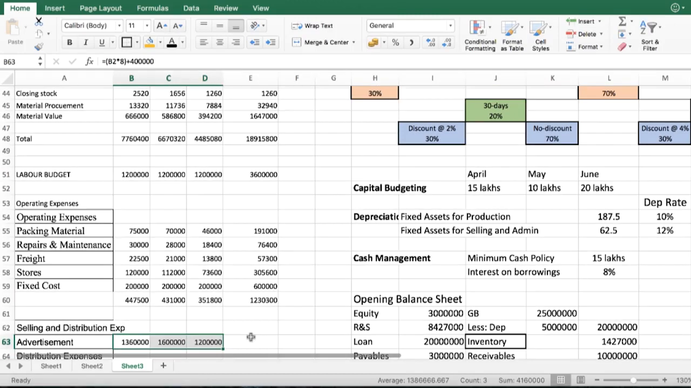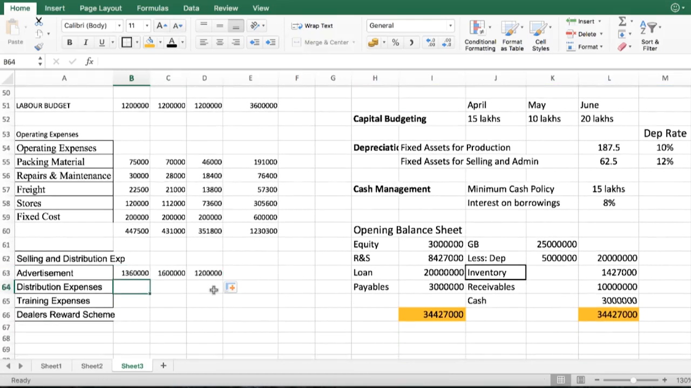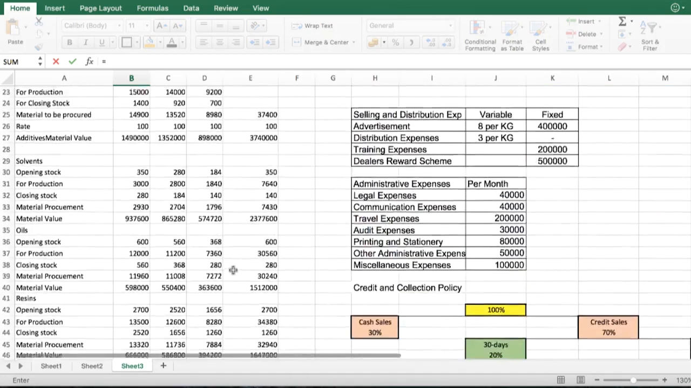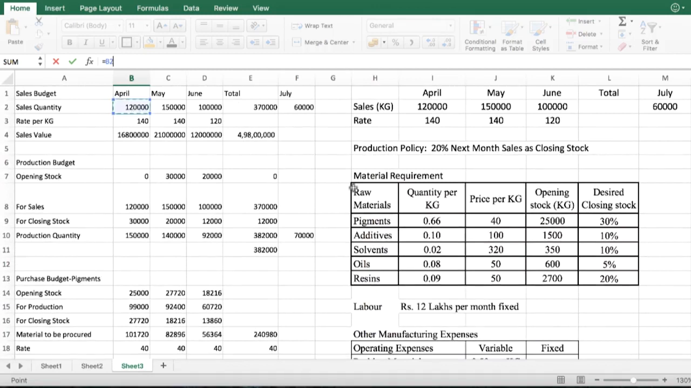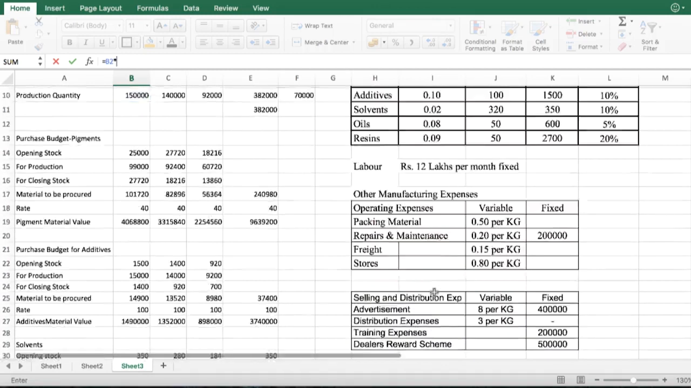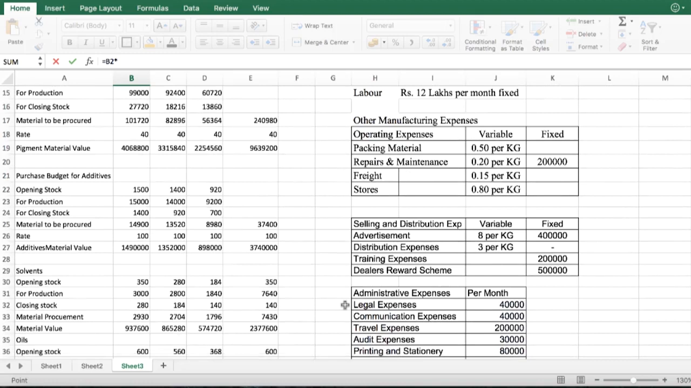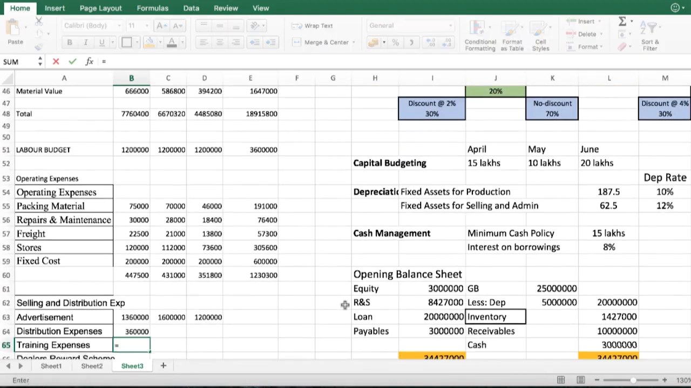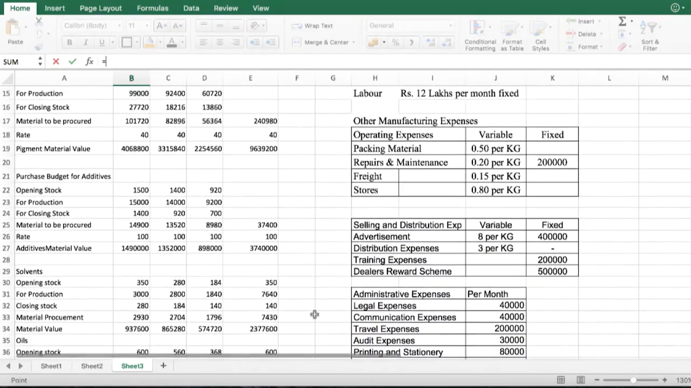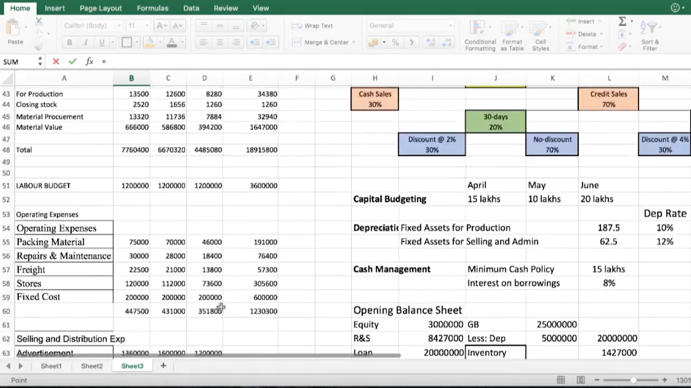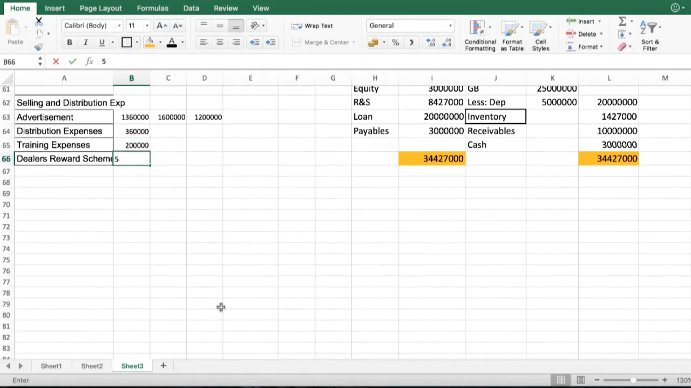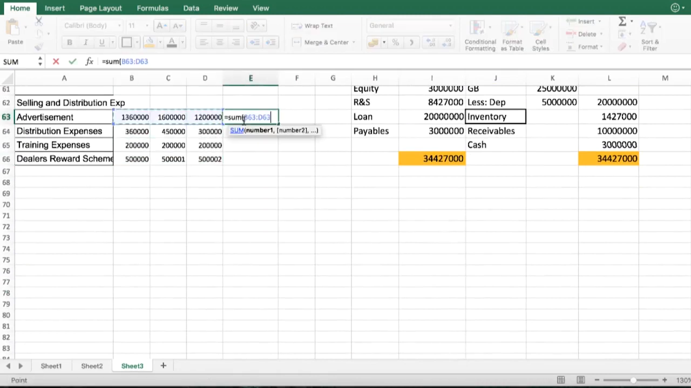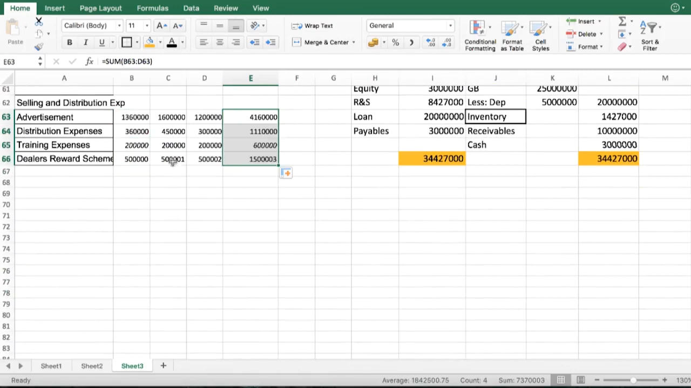This follows for the other 2 months. Distribution expenses, there is no fixed cost, everything is variable there. So, our sales quantity is 1,20,000 multiplied by 3 rupees per kg is our cost. Our training expenses and dealers commission, there is no variability, there is only fixed cost, that is 2 lakh and 5 lakh per month. So, let us put those numbers, let us copy for the other 2 months. Then you sum it up, this is for the quarter.